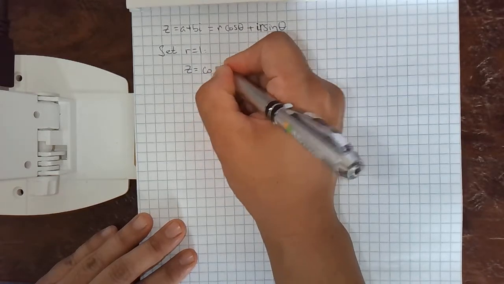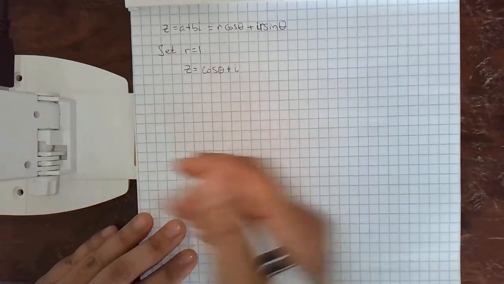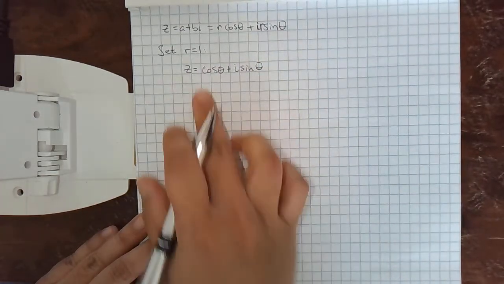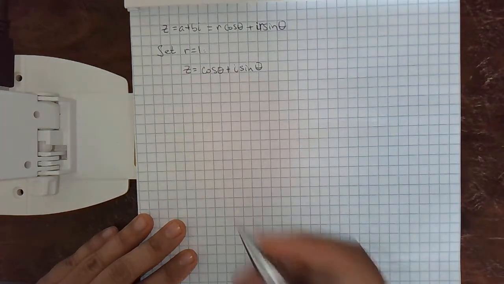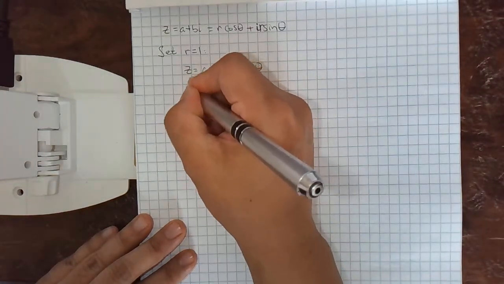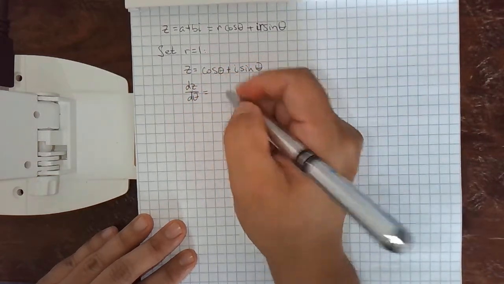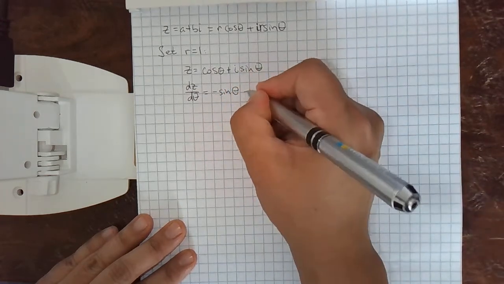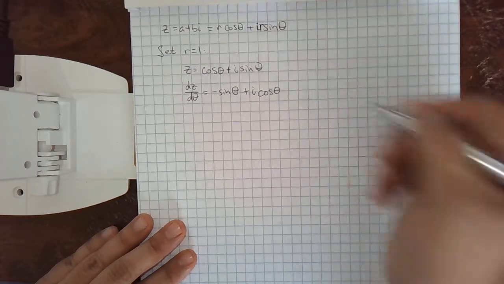So z equals cosine theta. We could keep r in. It would just always be a constant factor out in the front. Plus i sine theta. Okay, and we'd like to find out more about this number, cosine theta plus i sine theta. So let's actually take a derivative with respect to theta. What happens there? Derivative of cosine theta is negative sine theta. Derivative of i sine theta, the i stays out as a constant, and we get cosine theta.